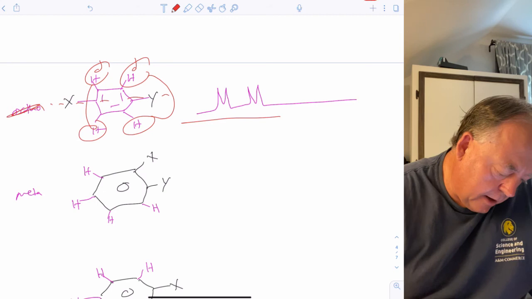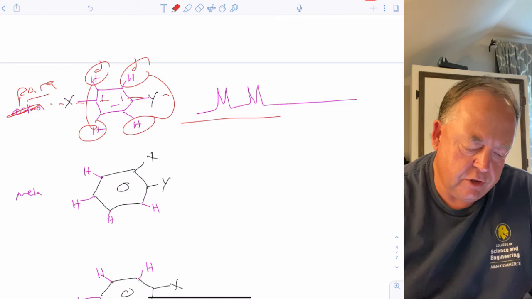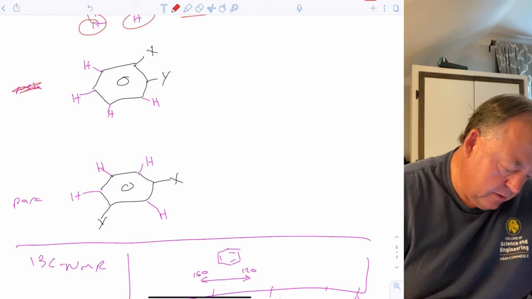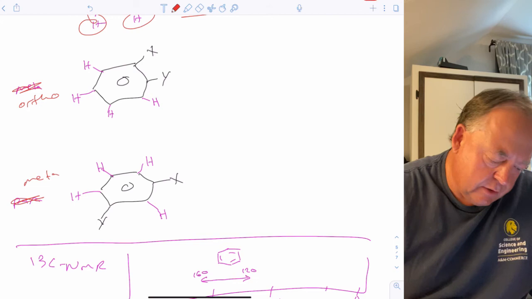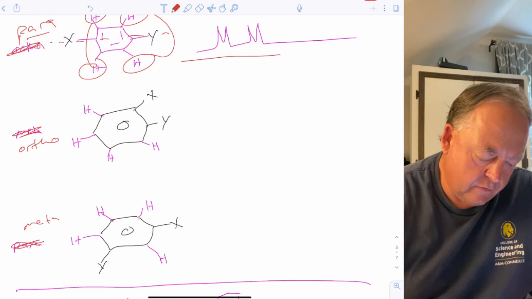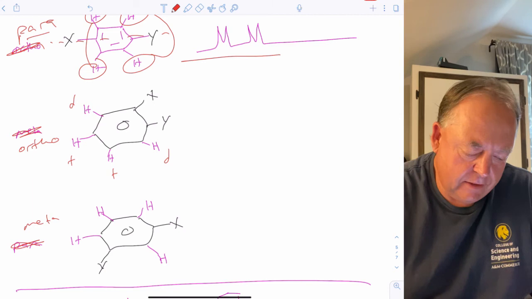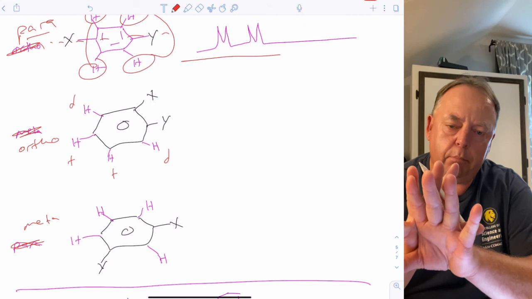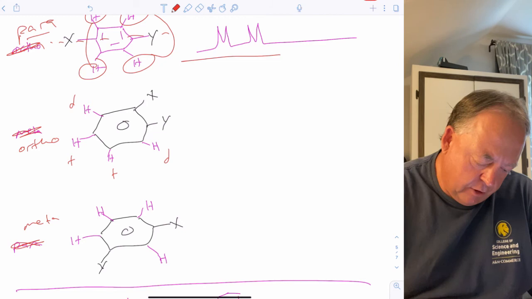So that's para. So it's pretty easy to pick out if a benzene ring is para-substituted because you get 2 doublets. That's para. This is ortho. So if it's ortho-substituted, then now if X and Y are different, then all 4 of these hydrogens are different, and this would be a doublet, that would be a triplet, that would be a triplet, that would be a doublet, right? Sometimes they're not all resolved. Sometimes they're on top of each other, so the spectra gets pretty complex. But if they were all resolved, then you would see 2 doublets and 2 triplets. And they would integrate to a 1:1:1:1 ratio. The para would integrate to a 2:2 ratio.